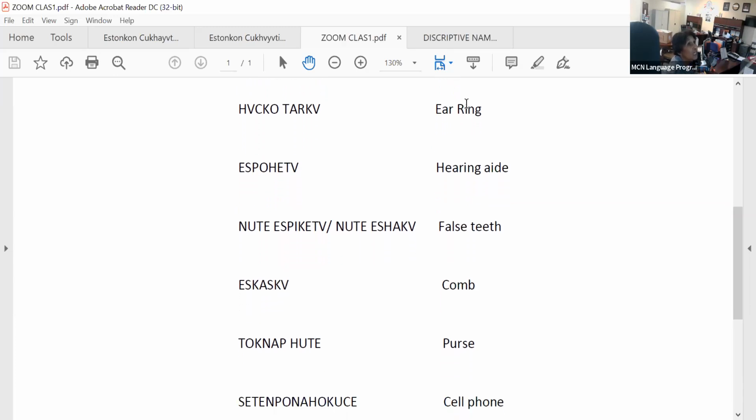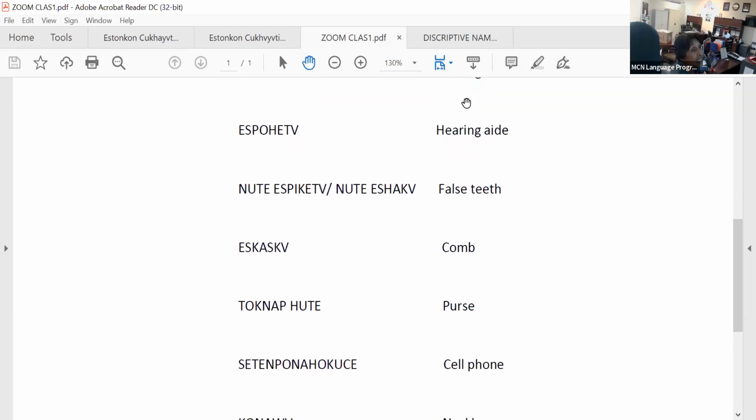False teeth, nodi ispagida. Nodi is teeth. Ispagida means to put something into. But then we also call it nodi ishaga. Nodi is teeth, and ishaga means it's been made into teeth. So not being real, it's been made for you. Okay, so that's kind of descriptive too, false teeth. Comb, iskashka, iskashka.